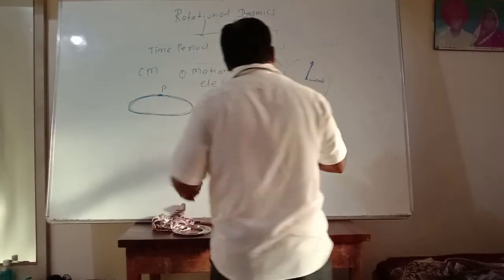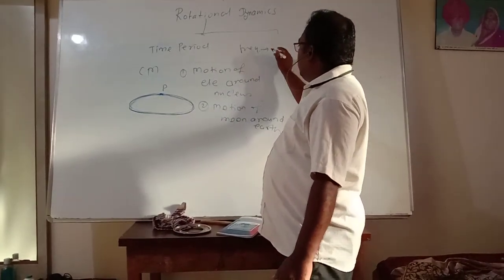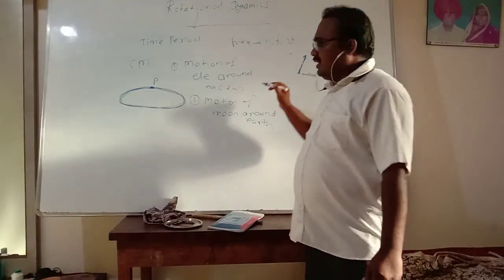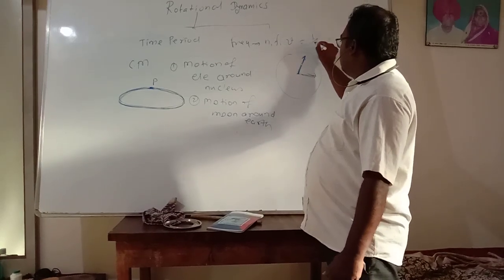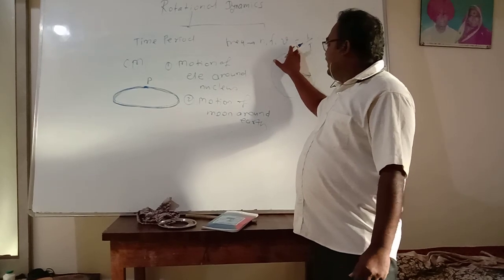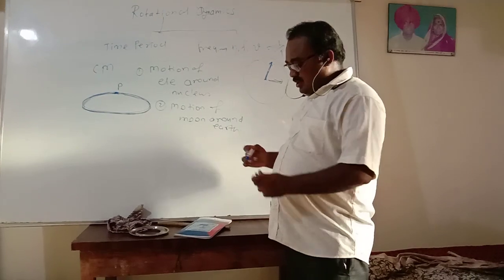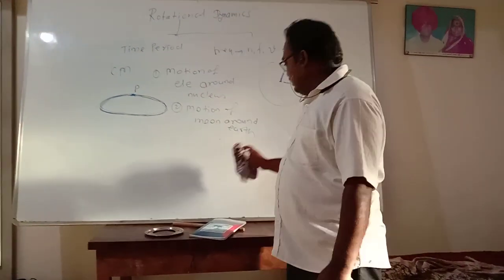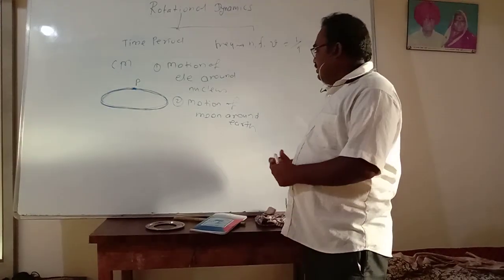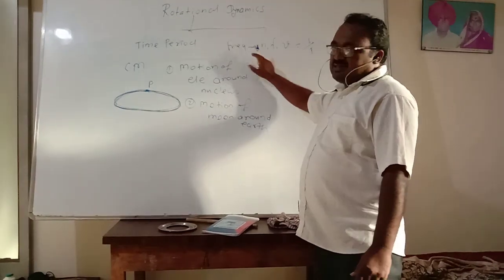Then frequency. It is denoted by different letters: n, f, or the Greek letter nu. In formula, it is the reciprocal of the time period, and you can define it as the number of rotations completed in 1 second. You can take down the notes slowly by watching this video. The number of rotations completed in 1 second is called the frequency.